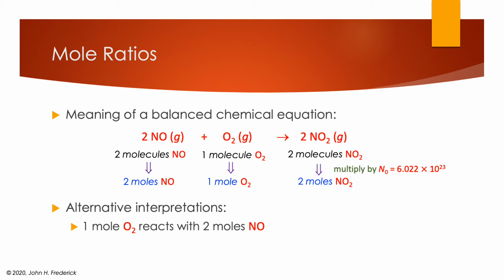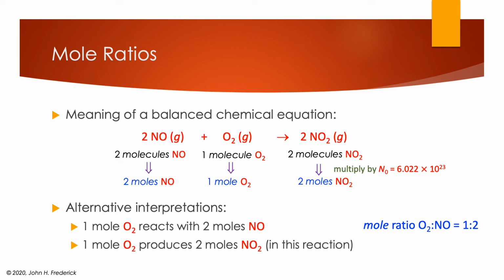Now we can also make some alternative interpretations of this. We could say that 1 mole of O2 reacts with 2 moles of NO, which implies that the mole ratio of diatomic oxygen to NO is 1 to 2. Similarly, we could say 1 mole of O2 produces 2 moles of NO2 in this reaction, so that implies a mole ratio of O2 to NO2 of 1 to 2. Notice that these mole ratios are just the coefficients that appear in the balanced chemical equation. If you know how to read a balanced equation, you don't have to think very hard to get a mole ratio. You just need to find the ratio of one coefficient to the other.